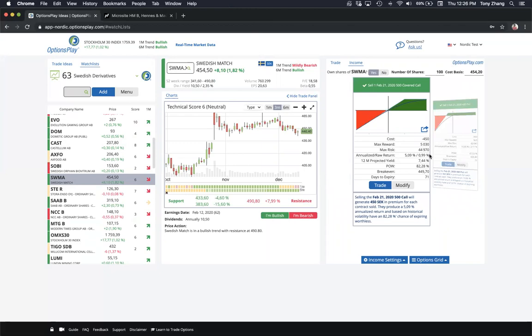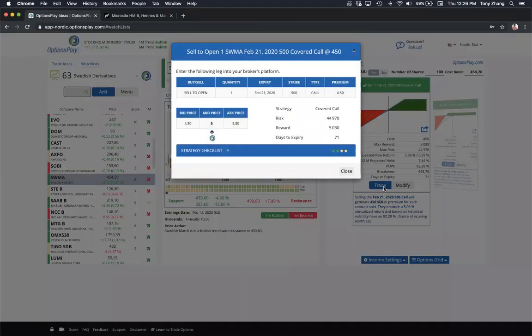And once you're ready to execute these trades, you can click on the trade button, which will show you how to enter this trade into your broker's platform. So regardless of where you trade, you have the details on how to go about entering this trade. This is all designed to make this process as easy as possible for you so that you're able to execute these trades very simply, utilizing Options Play with your broker's platform.